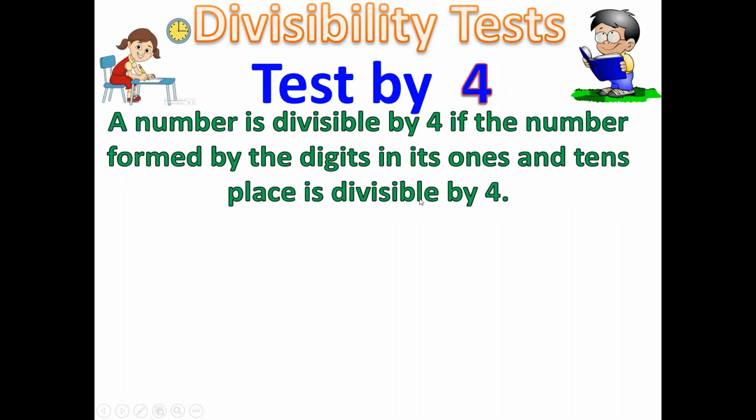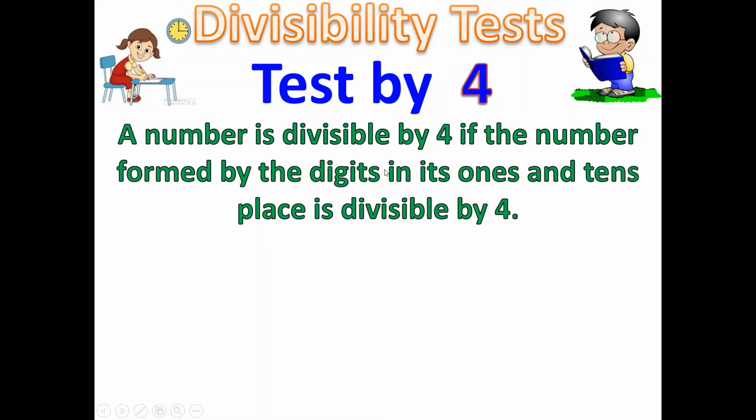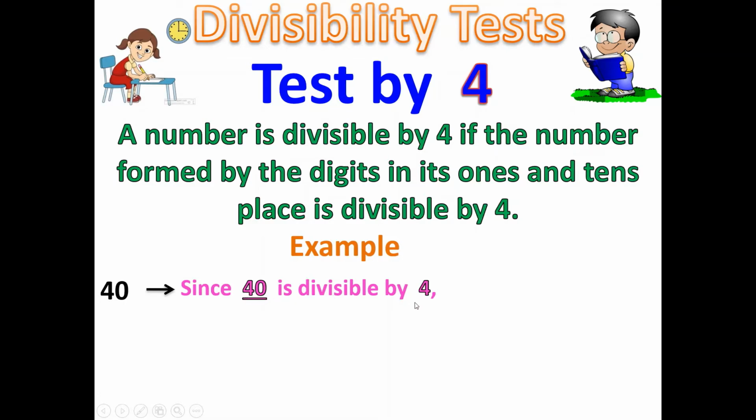Test by 4. A number is divisible by 4 if the number formed by the digits in its ones and tens place is divisible by 4. Now we go on to the example. Now 40. Since 40 is divisible by 4, how? Divisible by 4 means the number in the ones and tens place is divisible by 4. Now 40 we can see in the 4 table: 4 tens are 40. So 40 is divisible by 4.